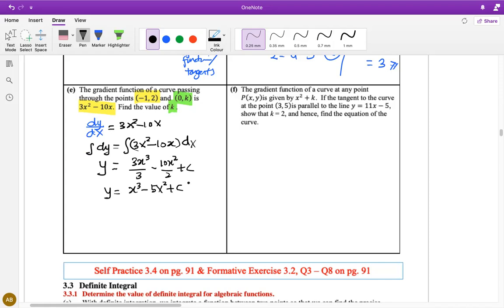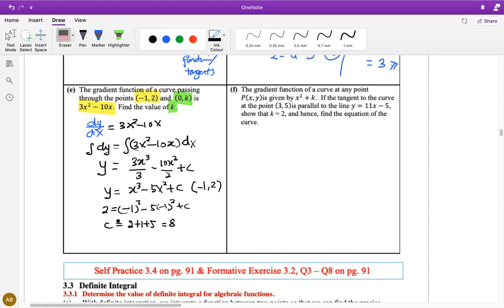So we want to get what is c, yeah? So we substitute negative 1 and 2 in. So you get 2 equals to negative 1 cubed minus 5 times negative 1 squared plus c. Negative 5 times negative 1 squared is negative 5, so you plus 5. So you get c equals to 8.